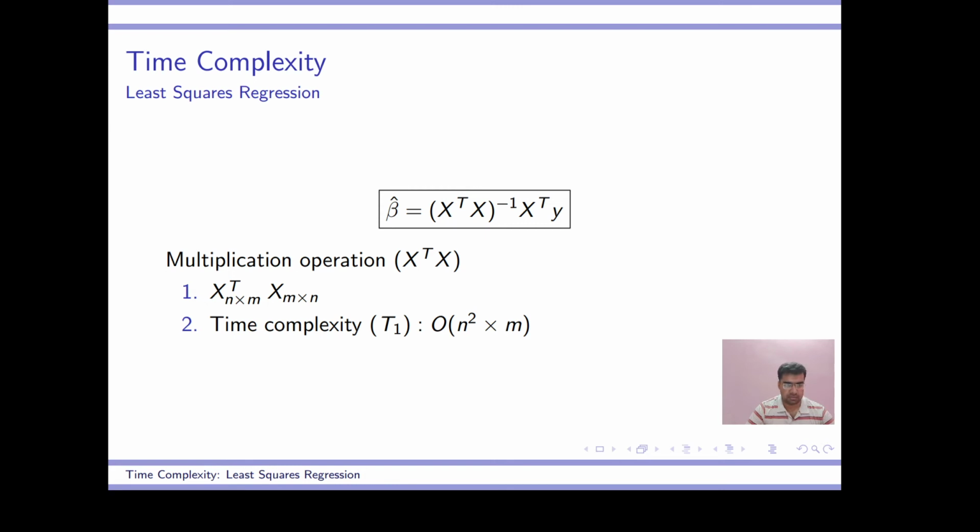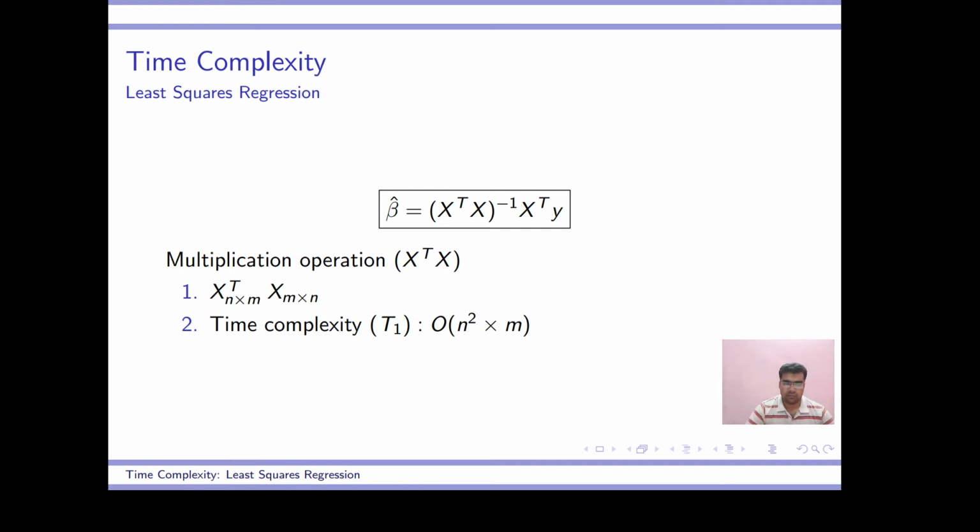So the first step, you know that there's a matrix multiplication operation going on where we are multiplying x transpose with x. You already know that x is your feature matrix of the order m times n. So that is why when we will be multiplying x transpose with x, the result would be a square matrix.